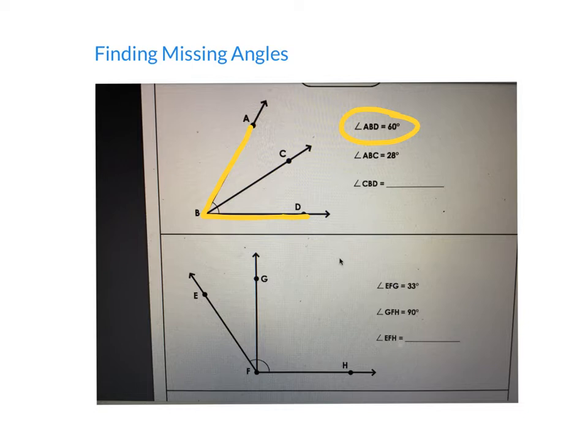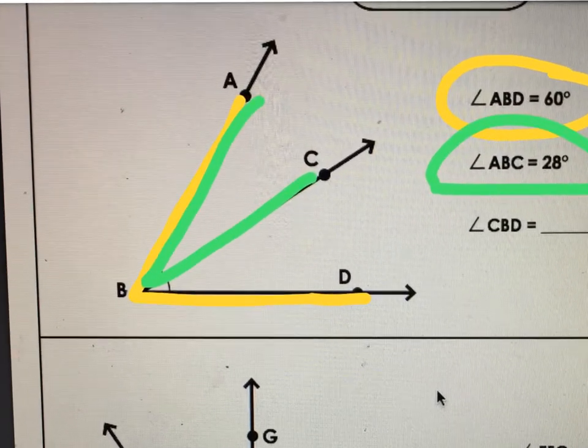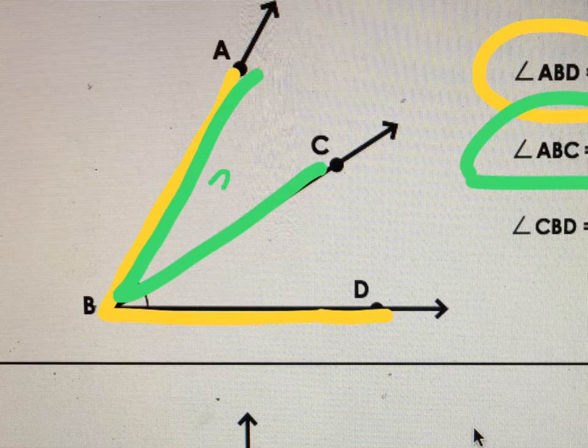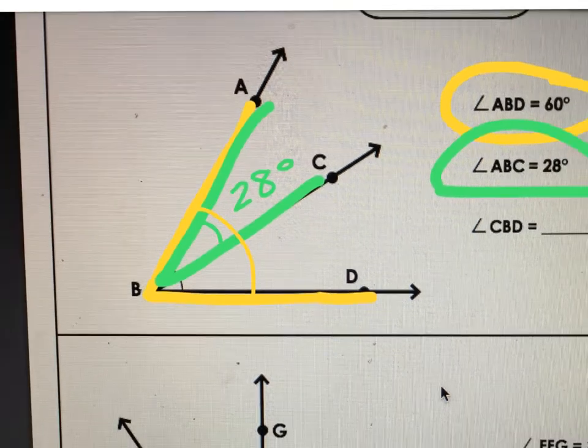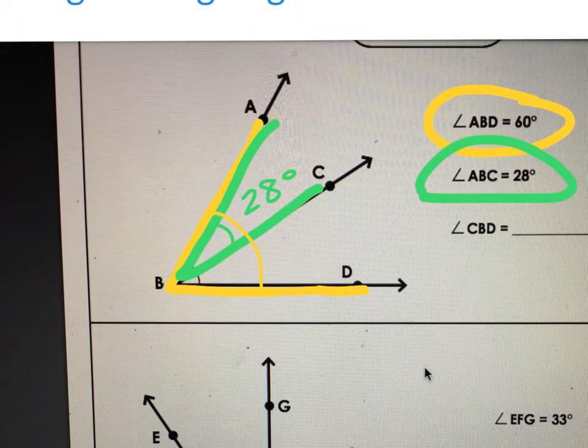All right, and then it gives me another angle. It gives me angle ABC, which is this one here. And it's telling me that that angle measurement is 28 degrees. Okay, so let me see if I can zoom in a little bit here. All right, so this one, that green is 28 degrees. And then the entire yellow angle is 60 degrees. So from yellow to yellow, 60 degrees.